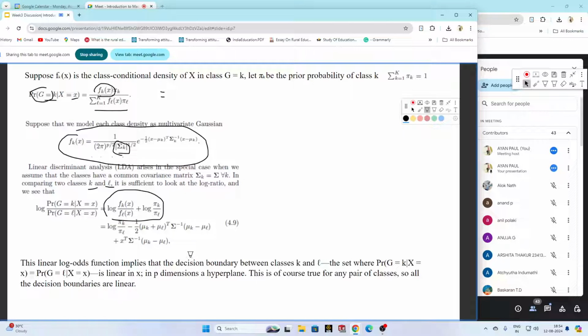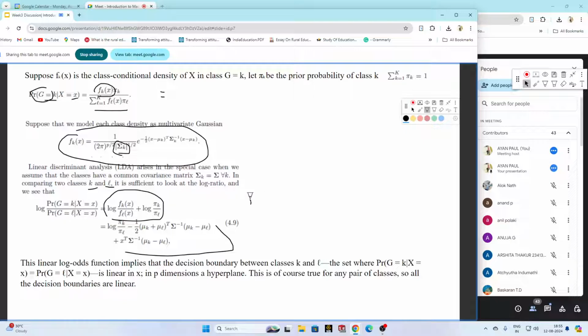Okay, whenever you solve it, you just put your fk in here and fl here. When you solve it, you will reach this equation. So this is the boundary equation of your two groups. This linear log function implies the decision boundary, or the boundary equation of K and L, the set where Pr(G=k|X=x) is equal to Pr(G=l|X=x).